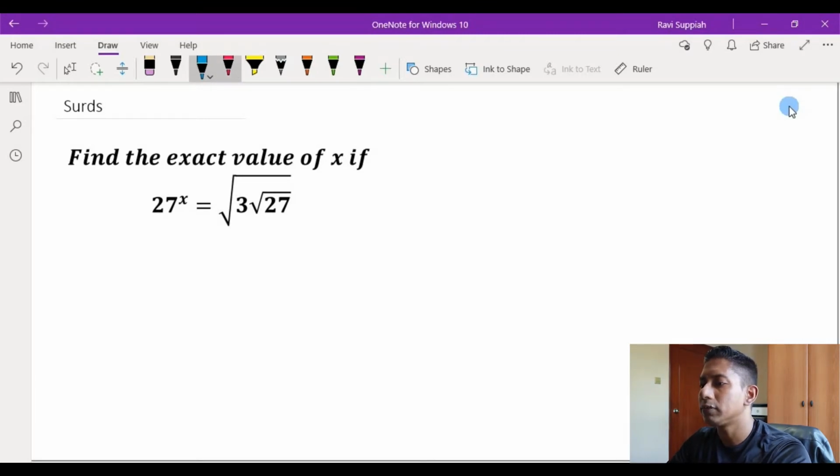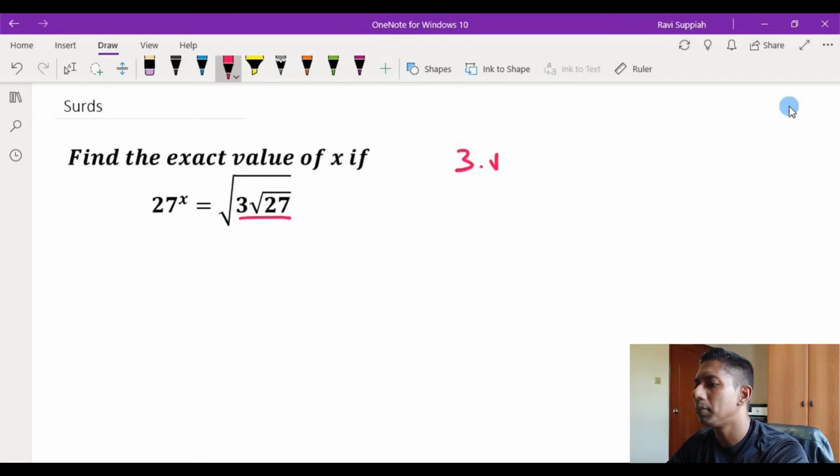Now let me just focus on what is inside this square root over here. So I have 3 multiplied by the square root of 27. Now, as we know, 3 is 3 to the power of 1 and 27 can be written as 3 cubed. Okay, and a square root is actually the whole term raised to the power of half.